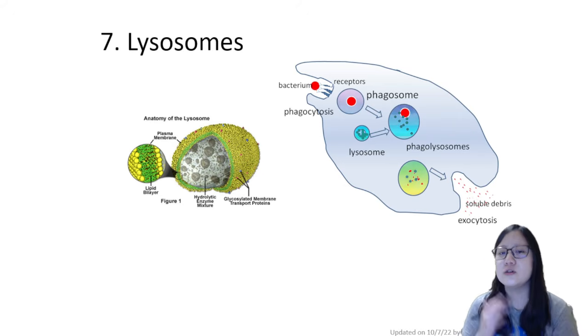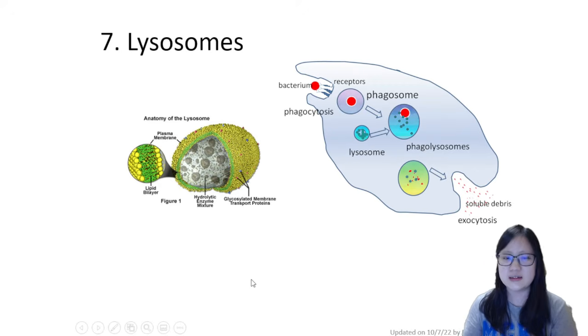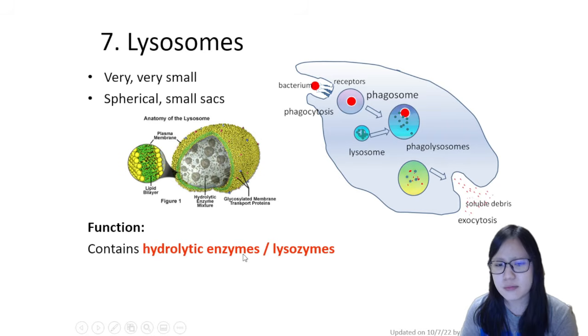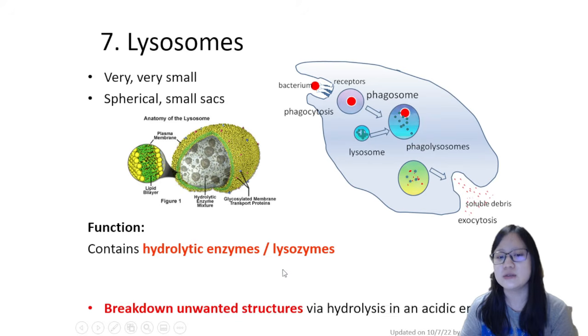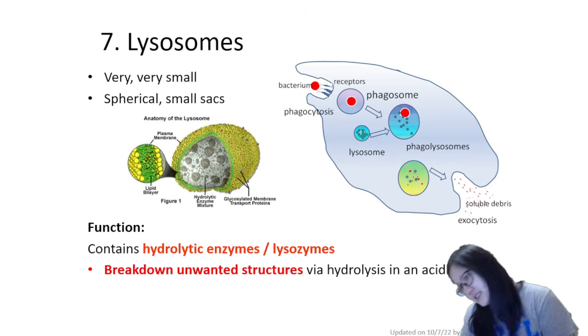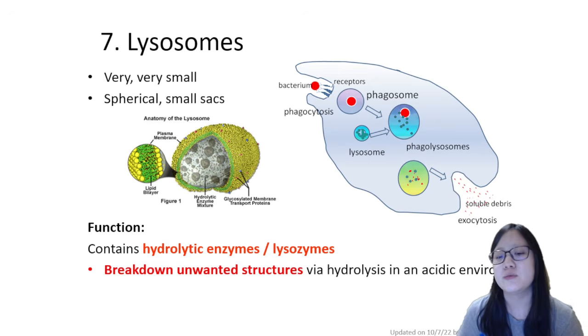Three more cell structures to go before this video ends. Don't forget that Golgi, in addition to making secretory vesicles, also is in charge of synthesizing lysosomes, which is actually a vesicle as well, but it's a special vesicle with hydrolytic enzymes or lysozymes. And the function of these enzymes is to break down unwanted structures via hydrolysis in an acidic environment. This vesicle has an acidic environment to facilitate that process.